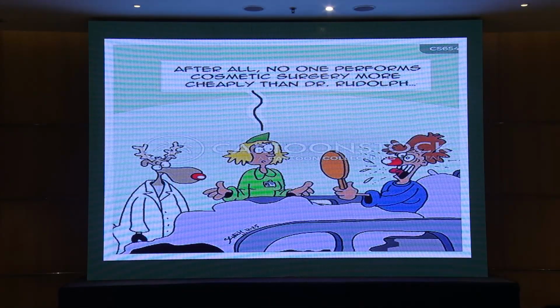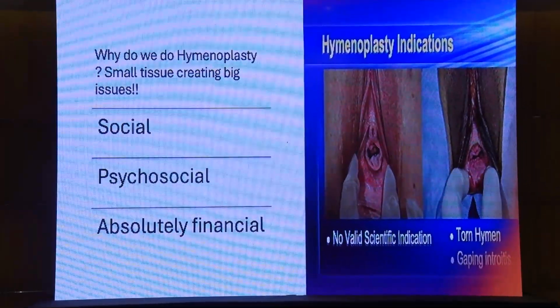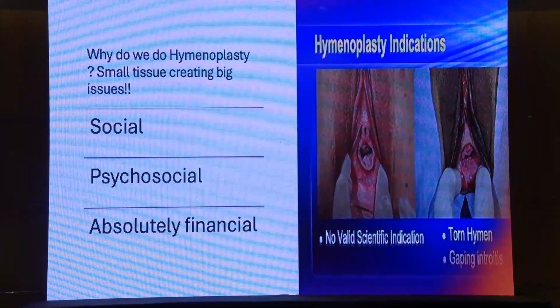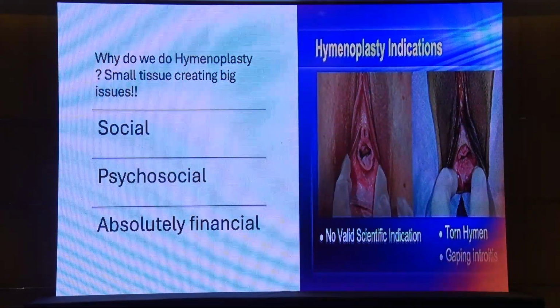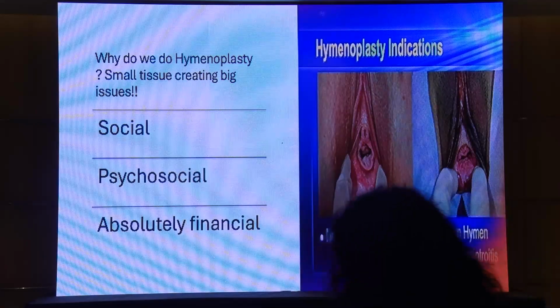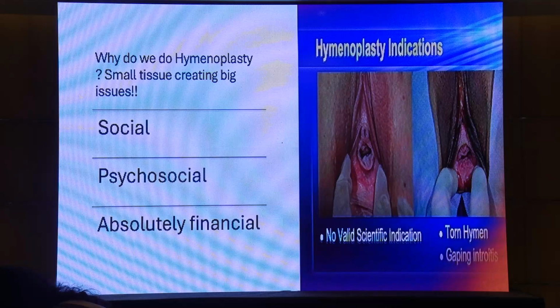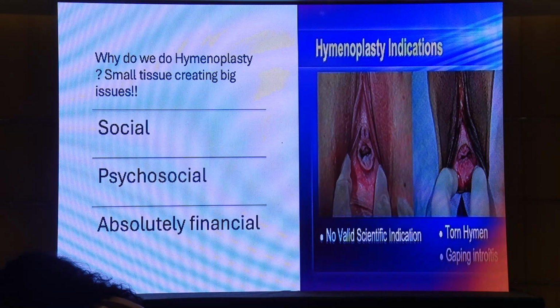Going ahead, why do we do hymenoplasty? It's a very small tissue, but it creates a lot of big issues. As we all know, it has social significance. In some cultures, it is considered a sign of virginity. Women in the Middle East are getting killed because if they don't bleed on the first night, the relatives will literally kill them. This is a very criminal thing.